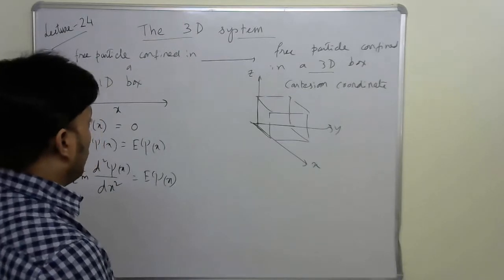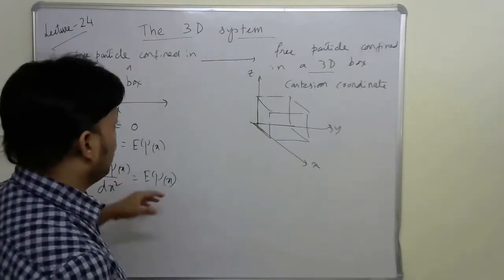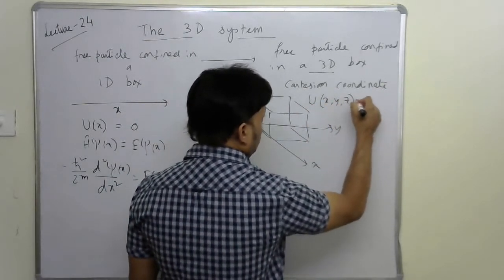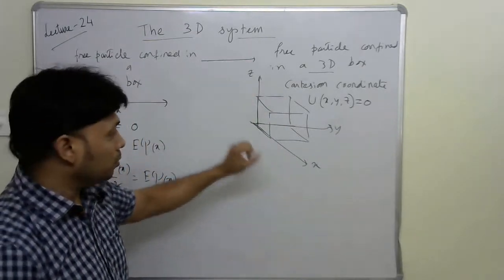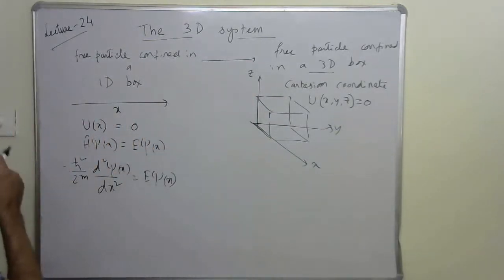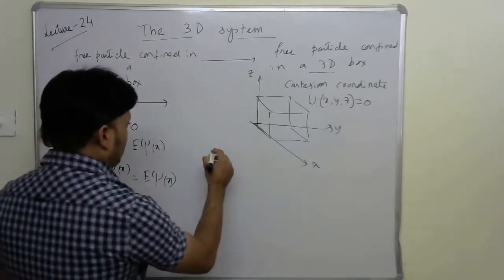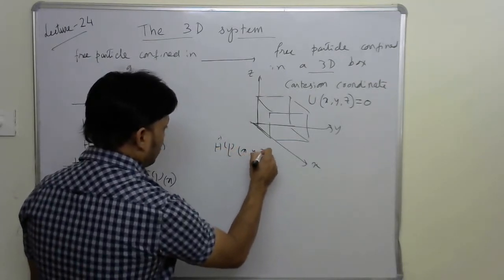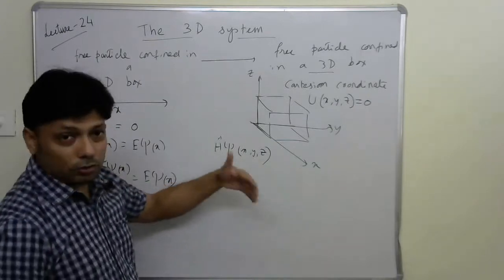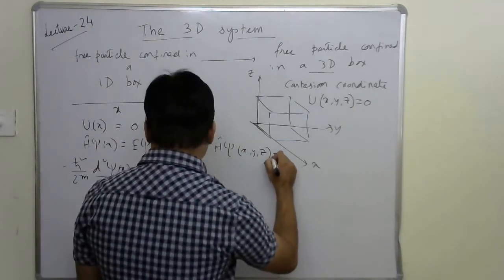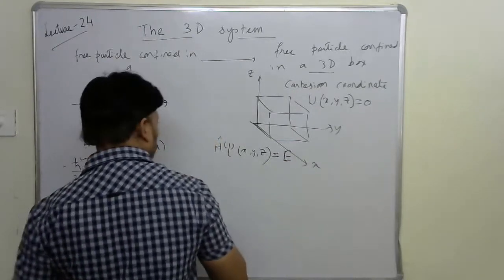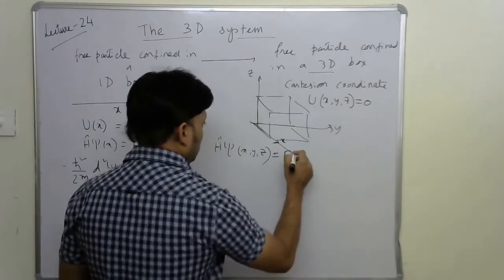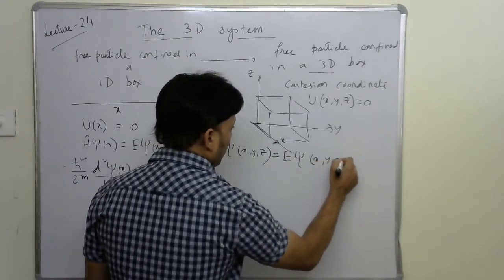So what else is the same here. Instead of U(x) = 0, we now write that U(x, y, z) = 0. So that means along any one of these 3 dimensions, the potential energy is 0. And if that is so, then now we can write Hψ(x, y, z) = Eψ(x, y, z), because now my wave function is dependent on 3 coordinates, x, y, and z.